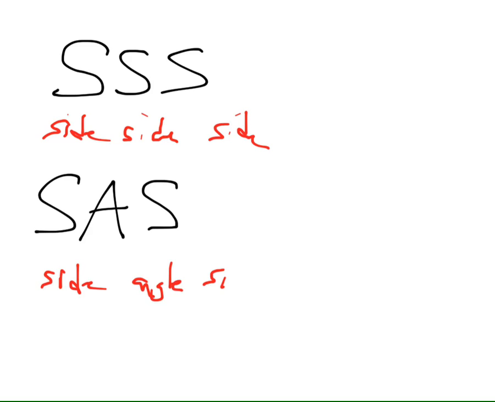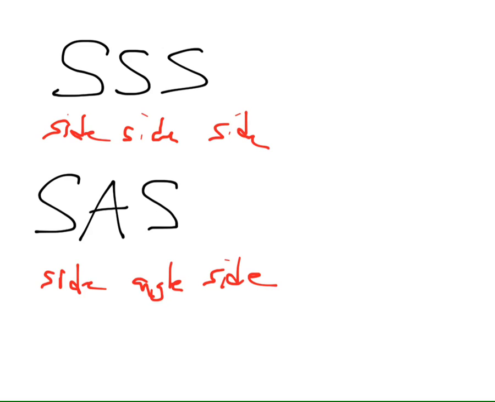The two theorems that we have to prove triangles are congruent are SSS and SAS, right? That's what we've been talking about. SSS is side, side, side, right? And SAS is side, angle, side. Meaning you have to have the angle included between the two sides in SAS. Okay? Those are two we have.